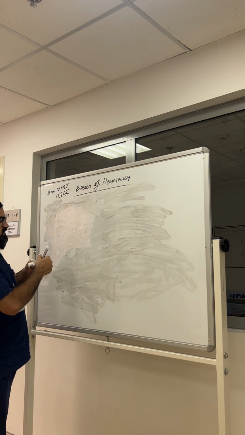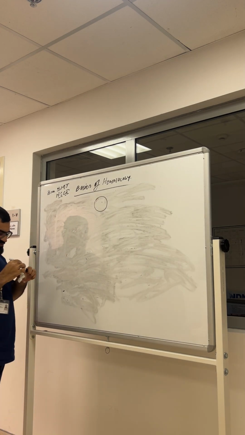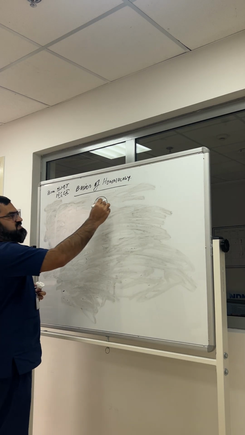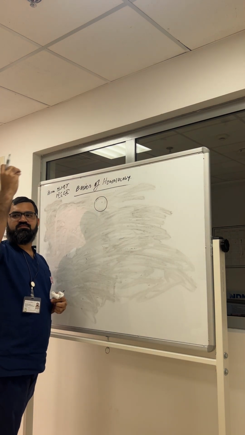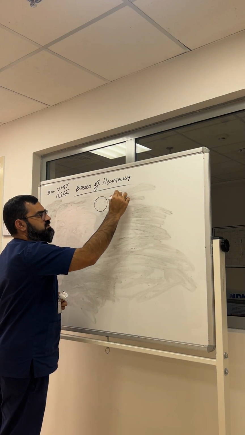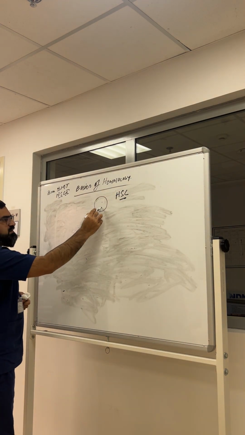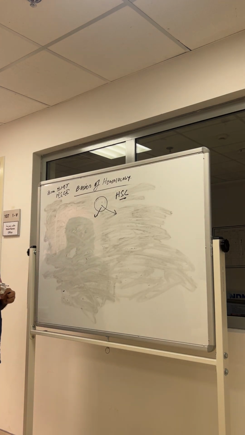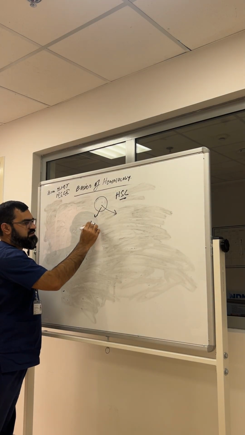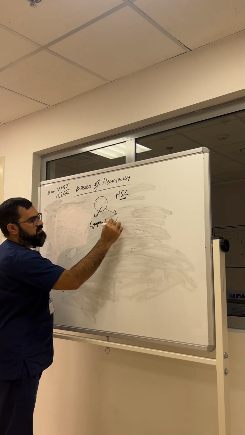Okay, let's go to this one. So what is the first cell? First cell of anything. This is the easiest question. Stem cell. And what do we call a stem cell which is from the lineage of blood? Hematopoietic stem cell. This is the first cell. This divides into two lineages: myeloid and lymphoid. So you have a lymphoid lineage and you have a myeloid lineage.